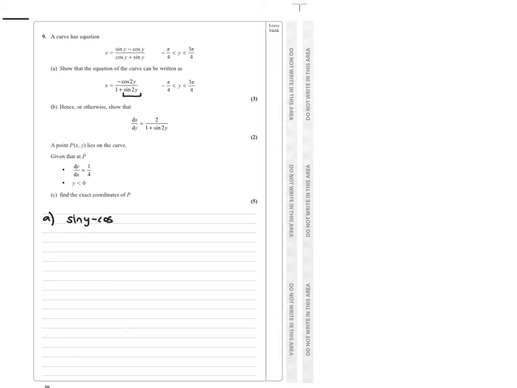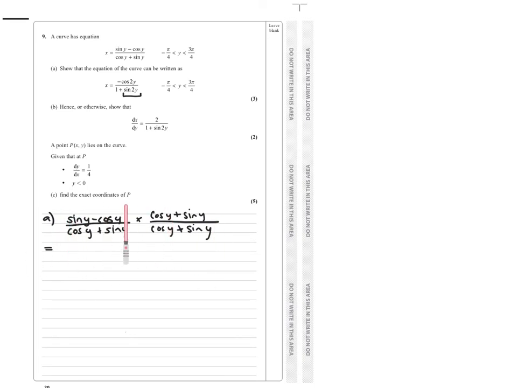Sine y minus cos y over cos y plus sine y, multiplied by cos y plus sine y over cos y plus sine y. Again, with these questions, the more you do them, the more you'll know what you need to do, and you'll be able to use your intuition. We should all be fairly confident here, just multiplying out two brackets, GCSE.